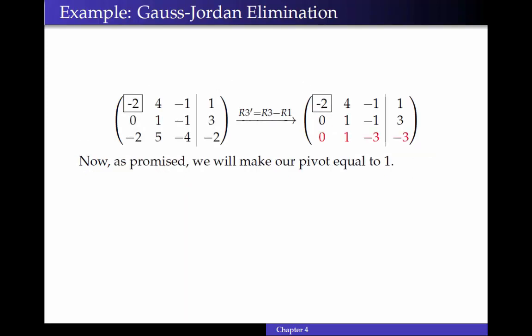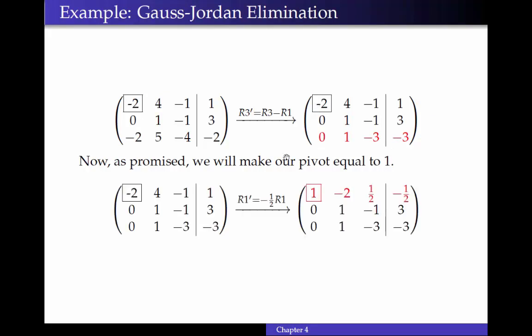Okay, so we're going to take the third row and subtract the first row in order to zero out this bottom element. So -2 minus -2 is 0. 5 minus 4 is 1. -4 minus -1, that's -4 plus 1, that's -3. And -2 minus 1 is -3. Okay, so we've eliminated everything below the pivot element, and now we're going to make our pivot equal to 1. We do that just by multiplying that first row by -1/2. And now we have a 1 in that pivot position. And we have to do the same all the way across the row.